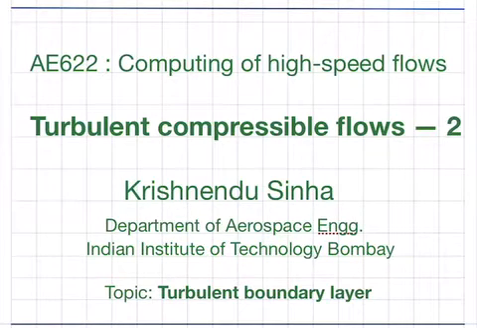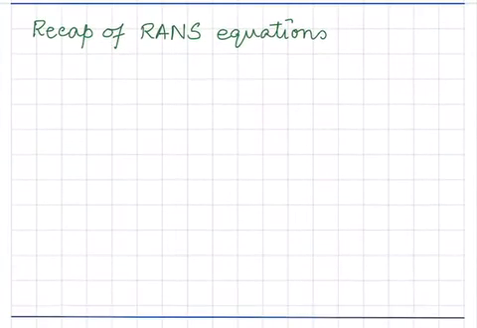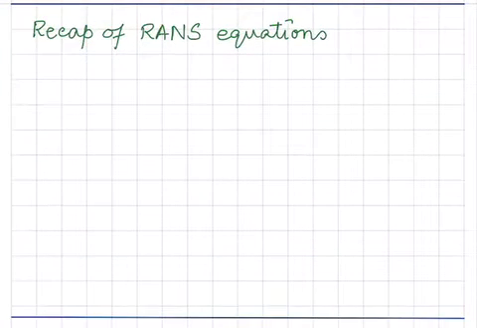Okay, we will continue to part 2 of how to compute turbulent compressible flows and focus on the key steps required to get the simplest possible flow, that is a boundary layer on a flat plate. Let me start with a recap of the RANS equations that we have already discussed before.